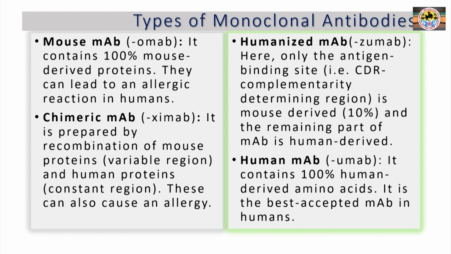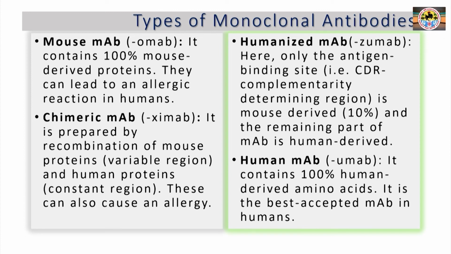So, it contains 100% mouse derived proteins. The property of this mouse antibody is that we can say it is 100% mouse protein. They can lead to an allergic reaction in humans. This is the limitation of this mouse monoclonal antibody.